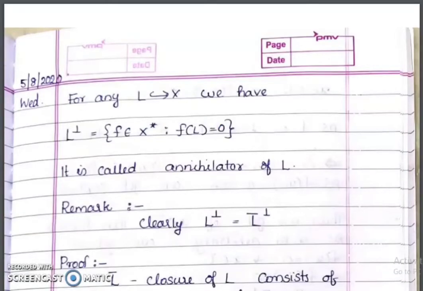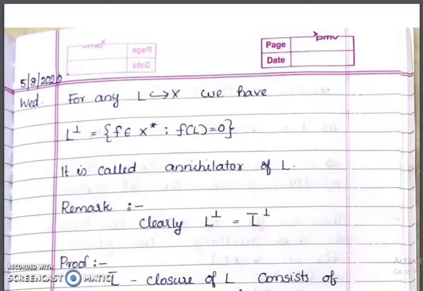Good morning. Now we know the definition of annihilator. For any subspace L of X, we have defined the annihilator of L: L perp is equal to the set of all f belongs to X star such that f of L equal to 0. Now we are going to prove a remark: L perp is the same as L closure perp.